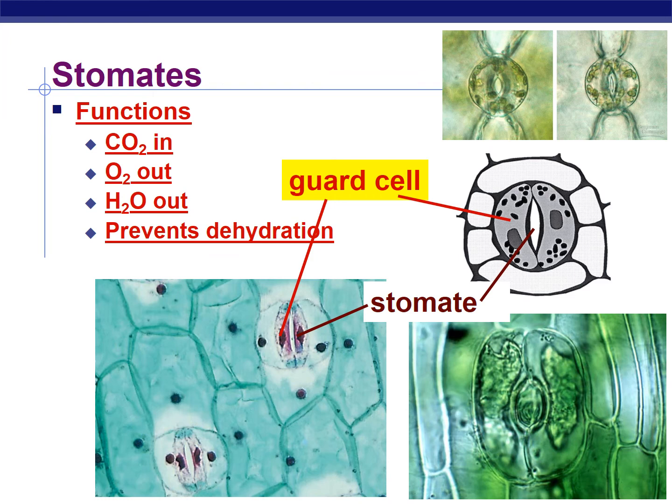And if you look at the top right-hand picture, you can see the stomate is open in the one image and kind of closed in the other. If it's open, it's going to allow more carbon dioxide in, more oxygen out, and more water out. If it's closed, it's not going to allow those. It's going to prevent dehydration. Okay?